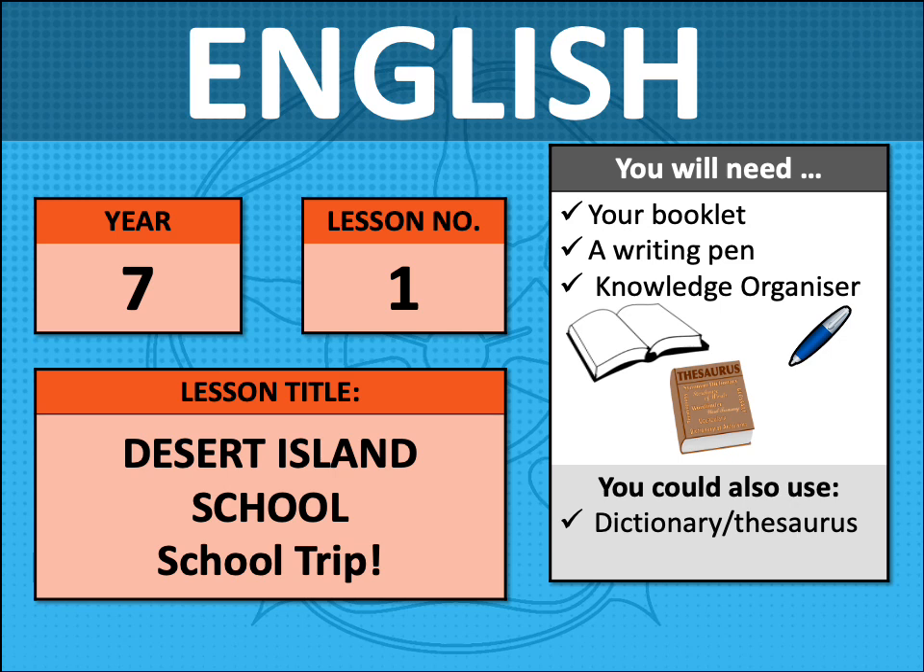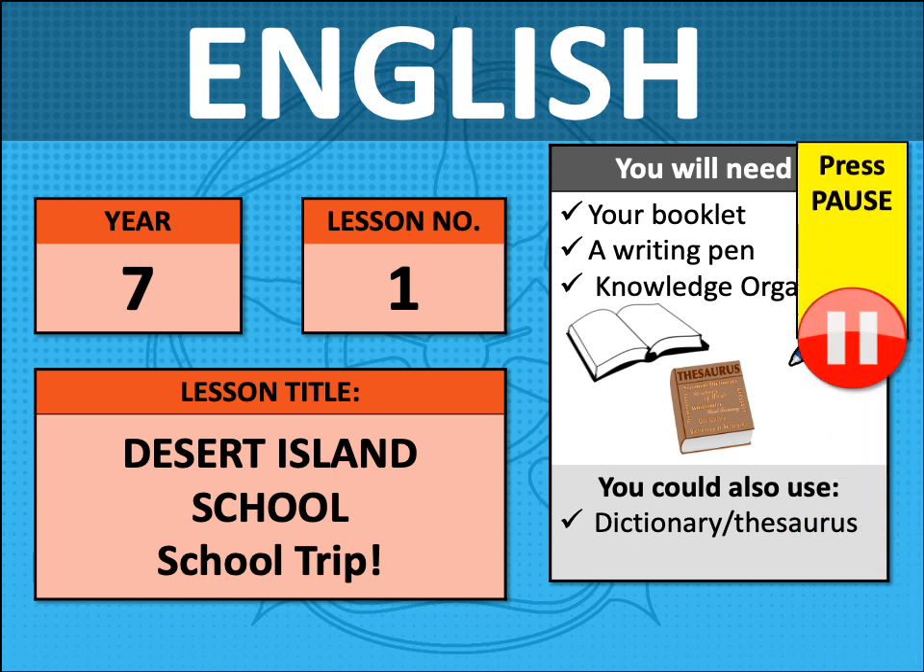Before we do anything else, you need to get yourselves organised. For this lesson, you need your workbook, your booklet, a writing pen, the knowledge organiser, which would be found on pages 2 and 3 of your workbook. And if you like, you could also use the dictionary and thesaurus. If you haven't got any of those things ready, press pause, get yourselves organised, and unpause when you're ready.